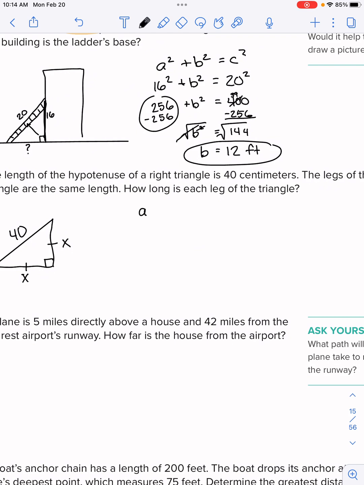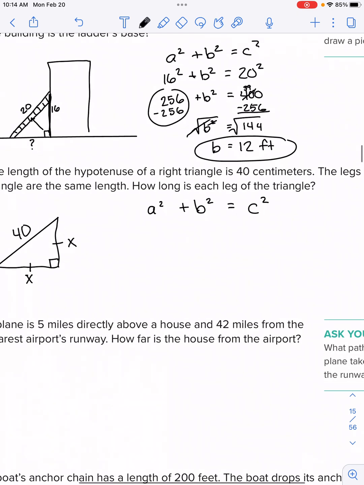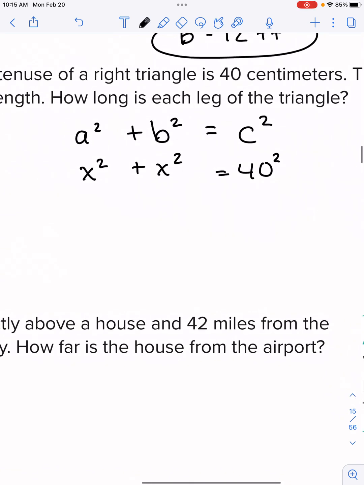So similar process, slightly different in how we simplify it, but we can still go about this. We know that c is going to be 40, and that a and b are both x. x squared plus x squared. Now you can think about this as 1x squared and 1x squared. So these two things are actually like terms. 1x squared plus 1x squared. We could think about it as 1 banana plus 1 banana. That's 2 bananas. Or just 2x squared.